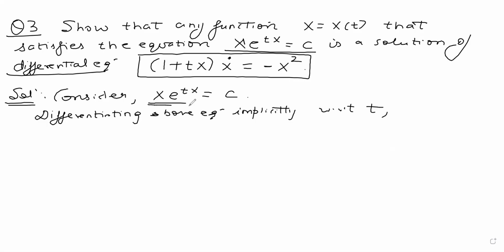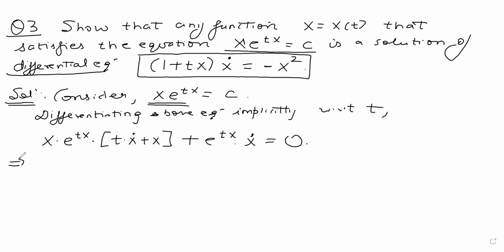I can apply the product rule here. x into e to the power tx: the derivative of tx is t times x dot plus x times the derivative of t, which is 1. Remember, we are differentiating with respect to t. So the derivative of x into e to the power tx with respect to t will be e to the power tx times (t times x dot plus x) plus e to the power tx times x dot equal to 0.